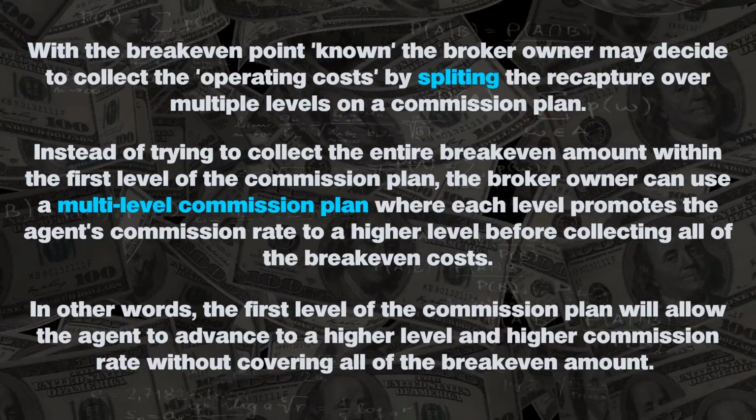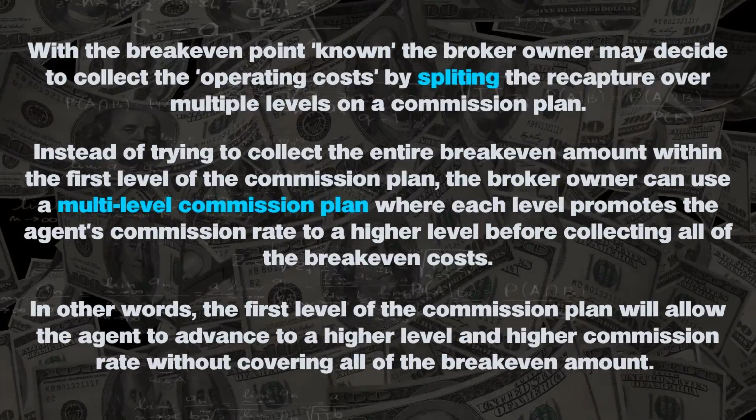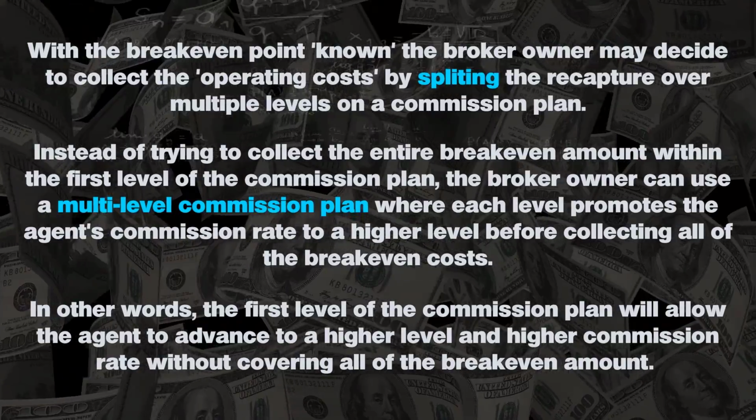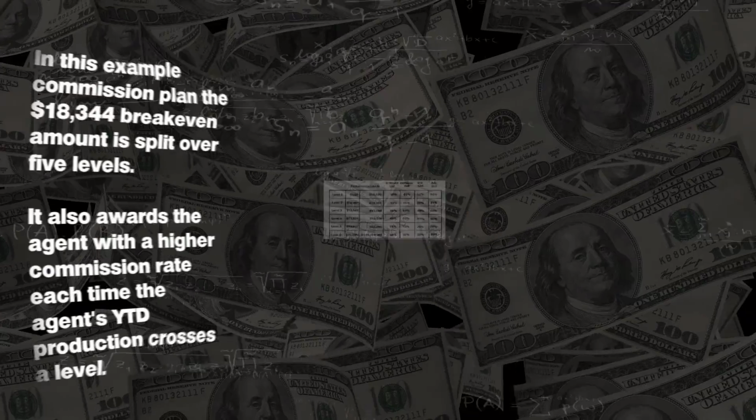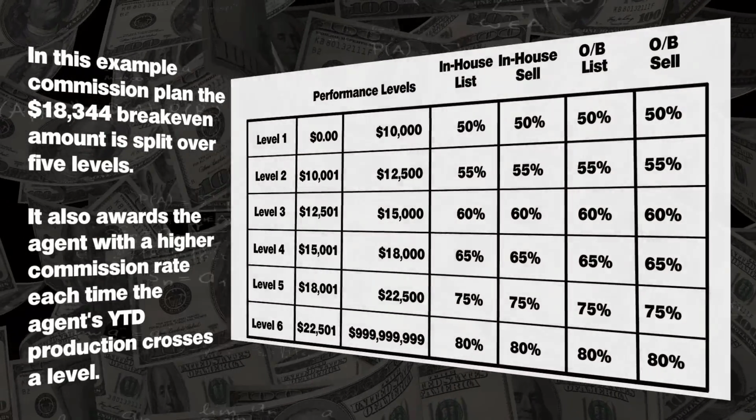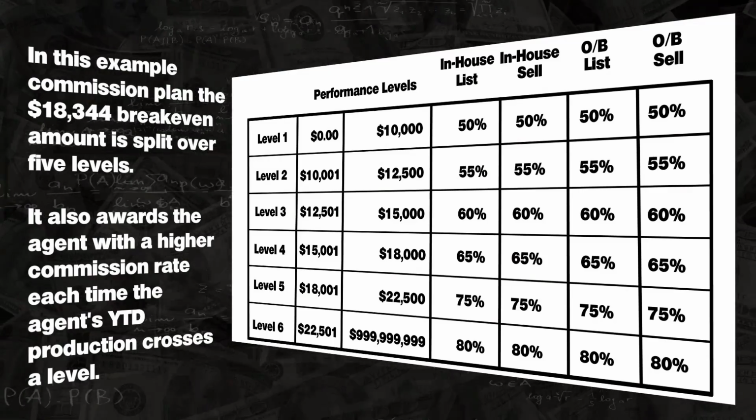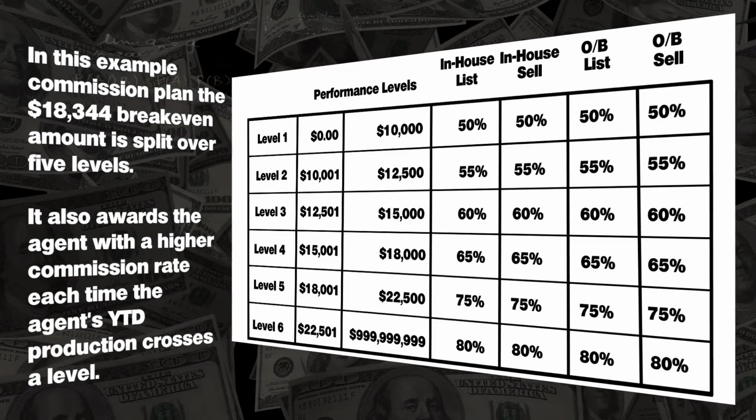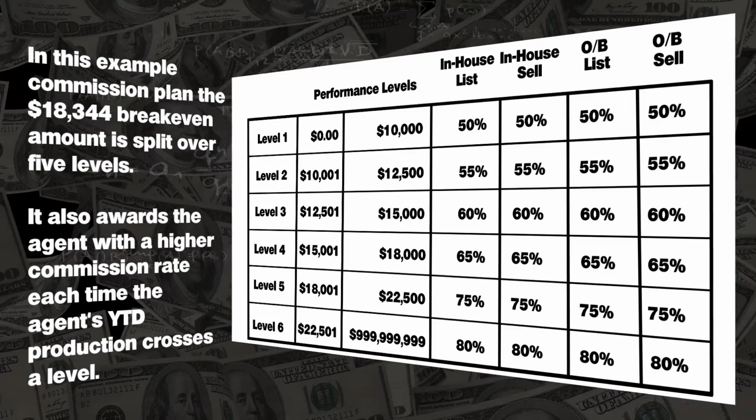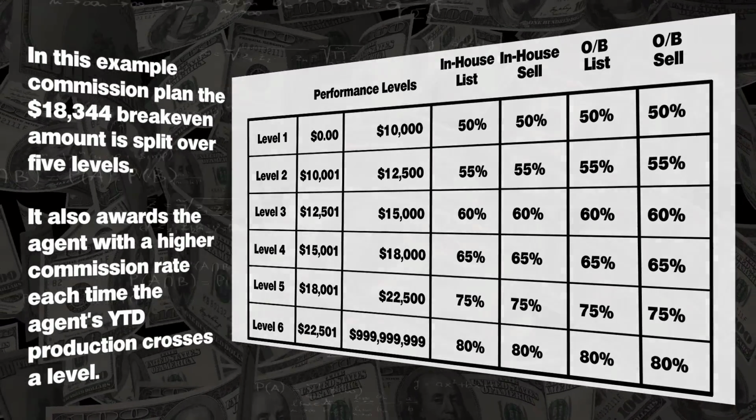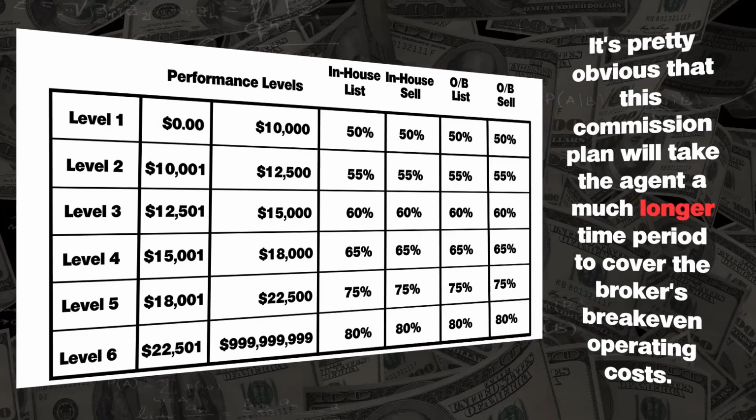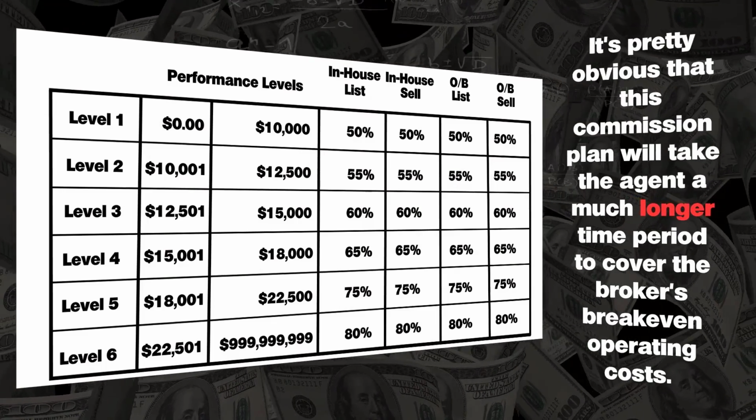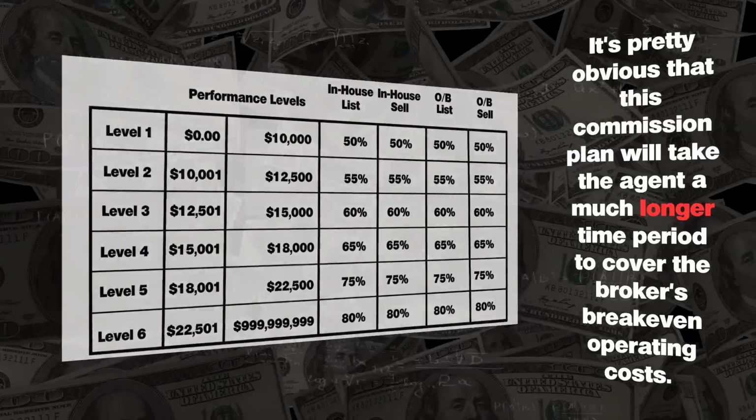In other words, the first level of the commission plan will allow the agent to advance to a higher level and a higher commission rate without covering all of the break-even amount. In this example commission plan, the $18,344 break-even amount is split over 5 levels. It also rewards the agent with a higher commission rate each time the agent's year-to-date production crosses a level. It's pretty obvious that this commission plan will take the agent a much longer time period to cover the broker's break-even operating costs.